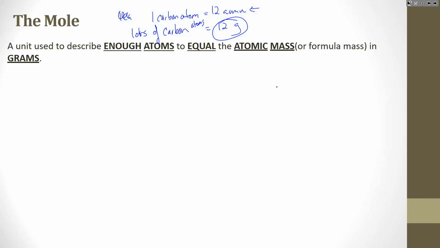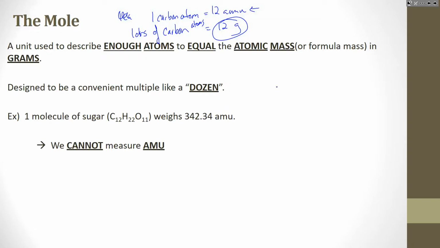But if we're talking about particles and atoms and molecules, these things are so small that we need to be able to have enough of them that we can measure them, and that's what the mole does for us. It's designed to be like a convenient multiplier, like a dozen. So like you go to the store, you don't buy one egg at a time, we buy dozens of eggs. If we're talking about going to buy Timbits, we don't usually buy them by the single Timbit, but we'll buy them by dozens of Timbits, or donuts, or whatever. So we can't measure AMUs, is what I'm trying to say.